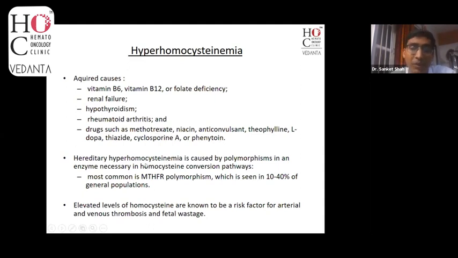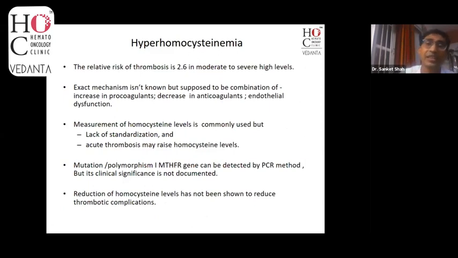Now, hereditary hyperhomocysteinemia is caused by a defect in any of the enzymes involved in the metabolism, and the most common is the MTHFR polymorphism, right? It is very common, frequently seen, with around 10 to 40% of the general population heterozygous for this mutation. However, homozygosity is seen in less than 10% of that. Elevated levels of homocysteine are known to be a risk factor for arterial thrombosis, venous thrombosis, and fetal wastage. The relative risk is 2.6 times at a moderate to severely high level.